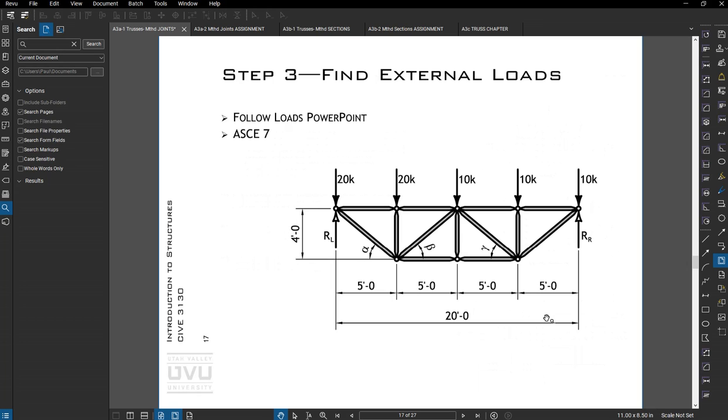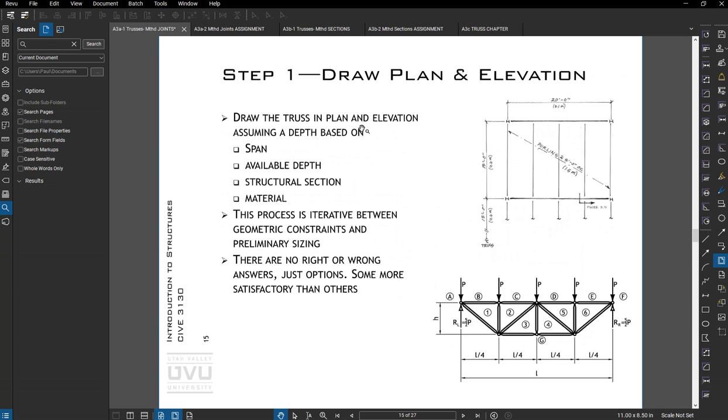All right, next we find the external loads. So check out the load PowerPoint. You should have your load submittal done by now and can take a framing plan like this, find a tributary area to that panel point or that node, and multiply it by your unit loads.